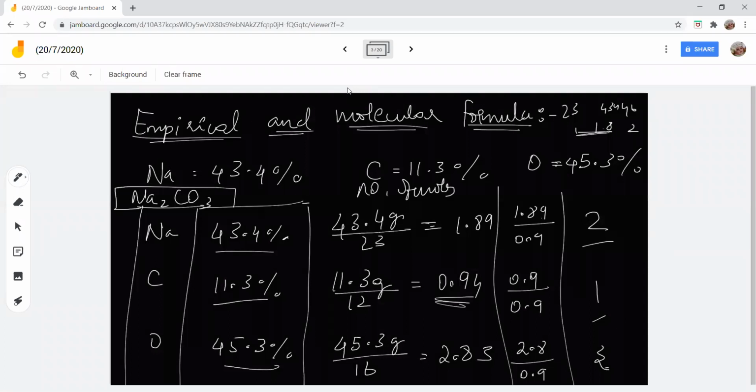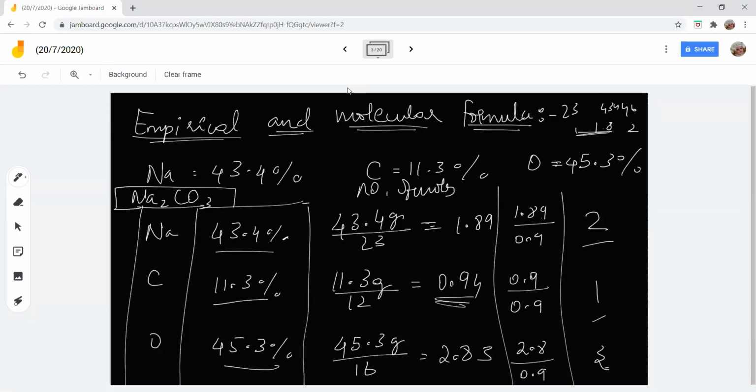You understand what I'm trying to say? You can take either 100 grams, 1000 grams or 120 grams, anything you want. I'm taking 100 grams so that it will be easier for conversion. In 100 grams, 43.4% will be 43.4 grams. In 100 grams, 11.3% will be 11.3 grams. 45.3% will be 45.3 grams. So I have got the mass of sodium, carbon and oxygen in 100 grams of the compound.